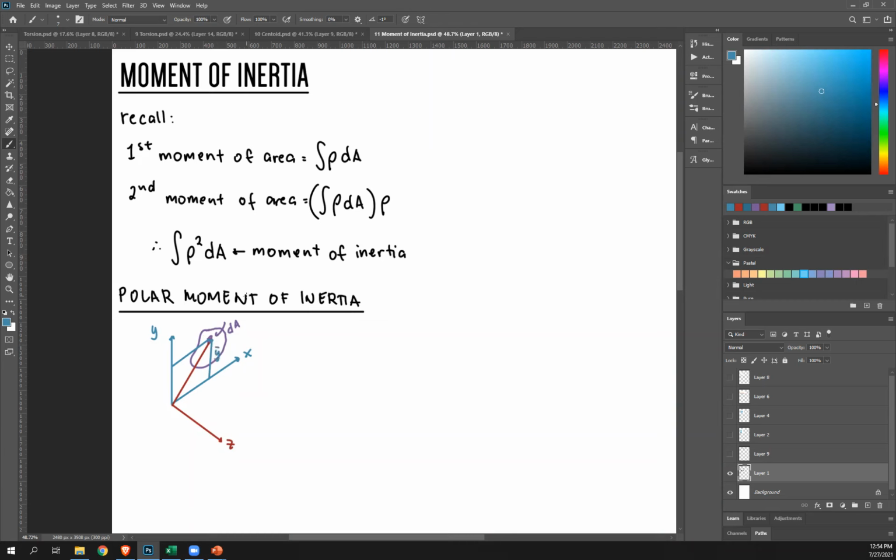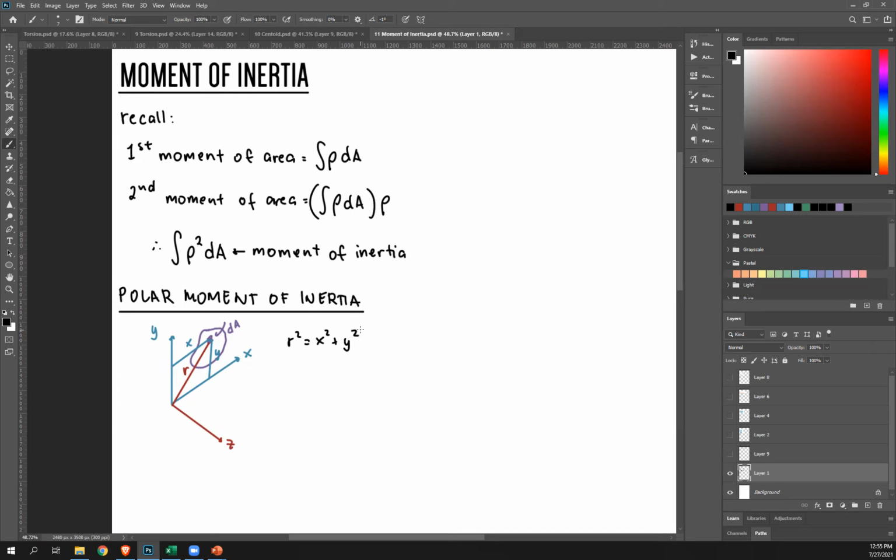And then this is your y bar, or just y, distance y from your x-axis, and then this is your distance x from your y-axis. And then again, this is your rho, and rho is just r as well. Okay, and then computing, Pythagorean theorem, r squared is just x squared plus y squared.